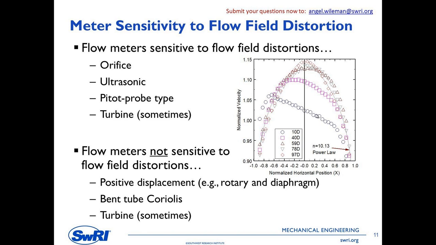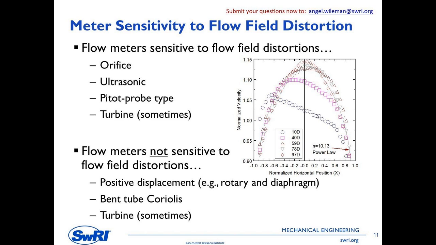One well-known example is orifice meters. The coefficients that were developed for orifice meters are based on fully developed flow or something very close to it. So if you have distortion in that flow profile, then it affects the operation of that orifice meter and you get the wrong answer.